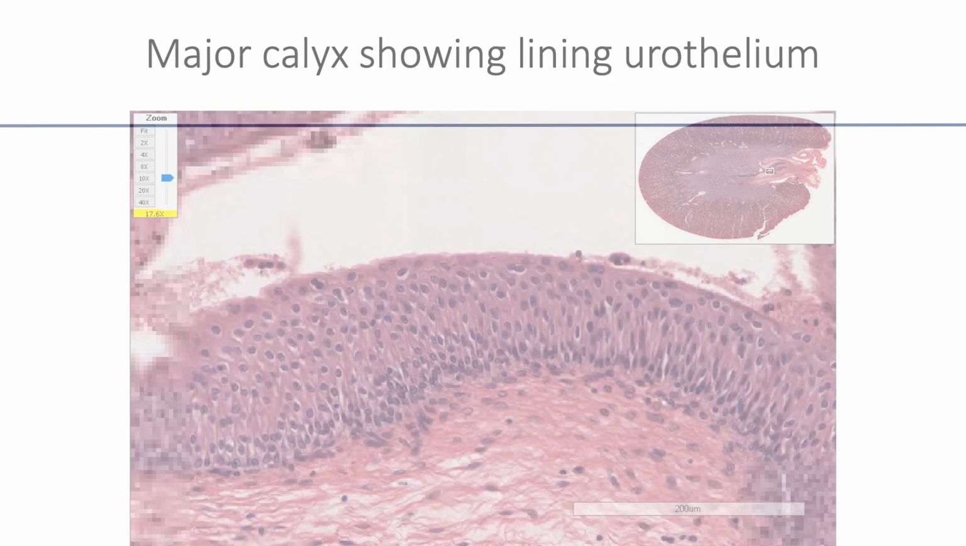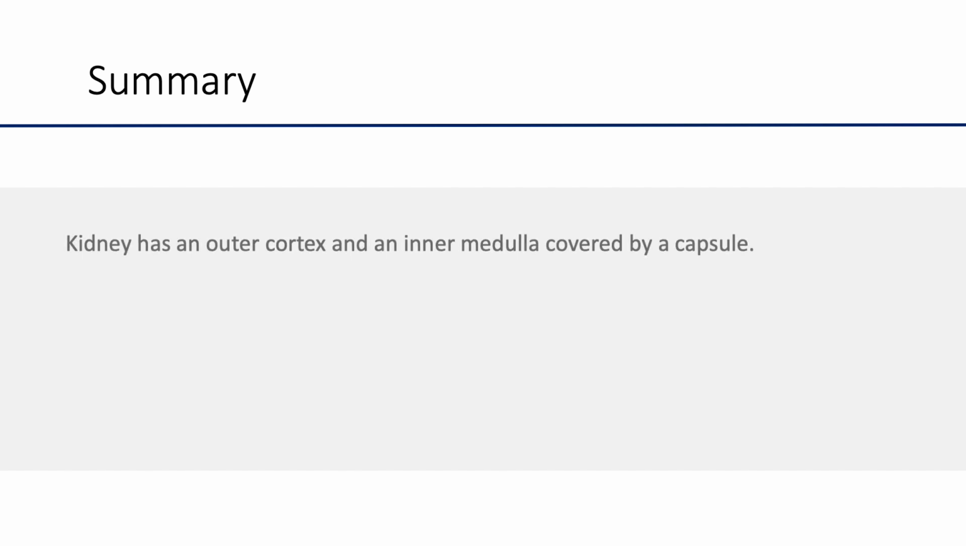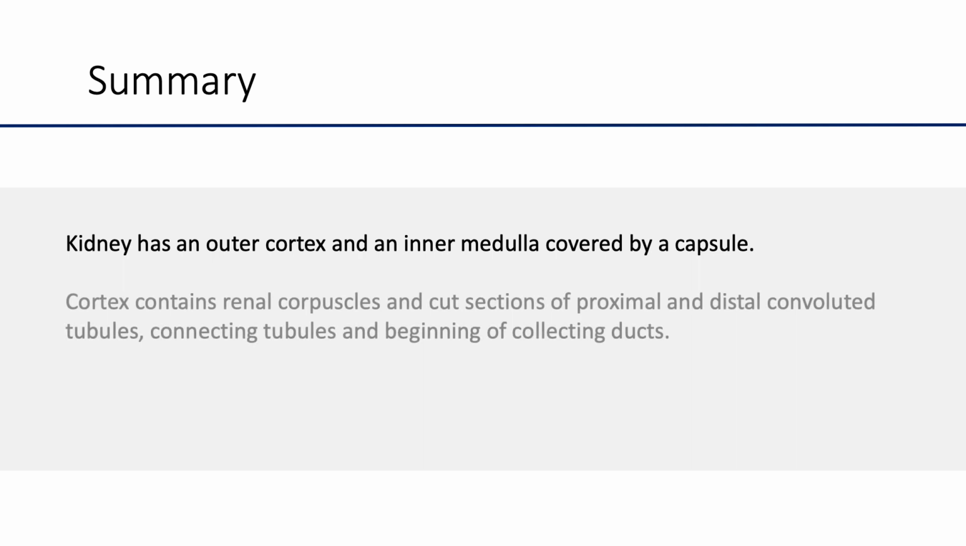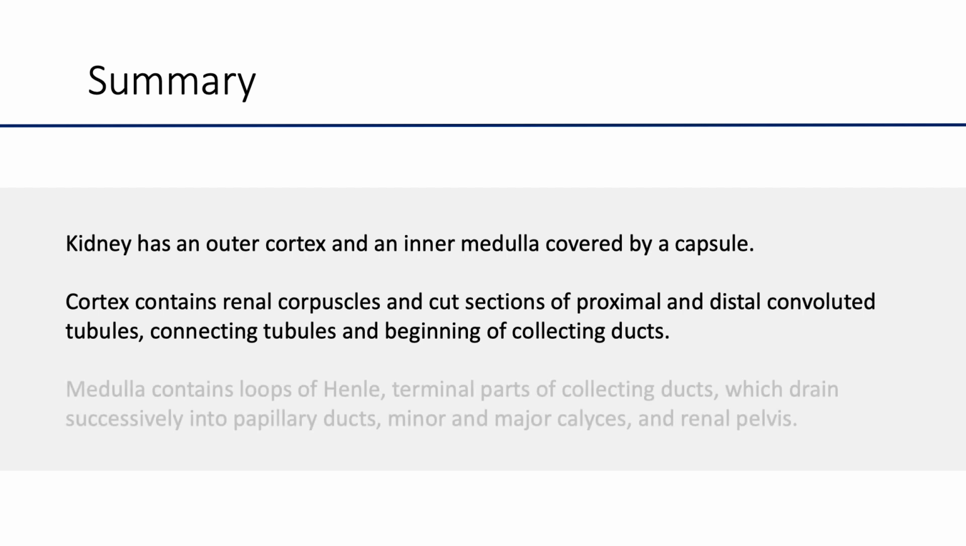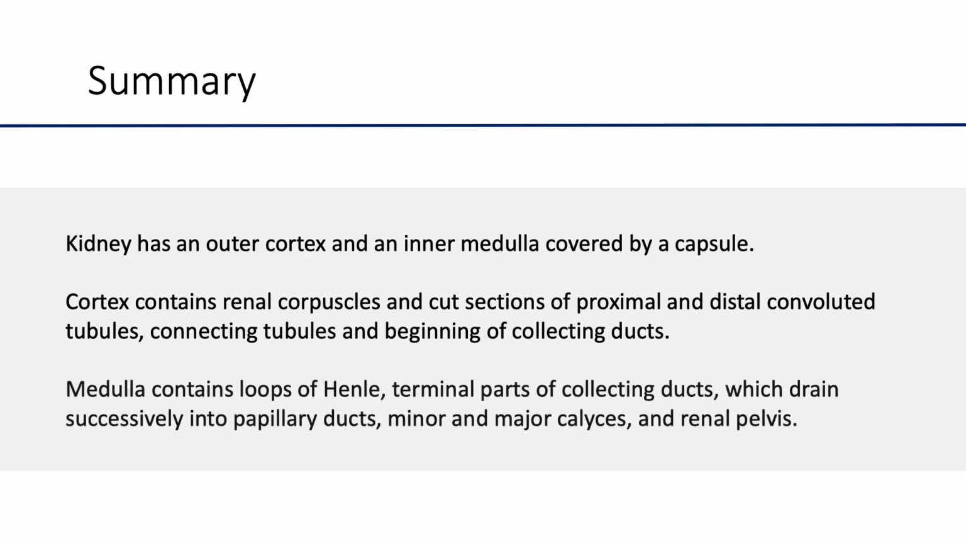So quickly recalling what we have seen so far, kidney has an outer cortex and an inner medulla covered by a capsule. Cortex contains renal corpuscles and cut sections of proximal and distal convoluted tubules, connecting tubules and beginning of collecting ducts. Renal medulla contains loop of Henle, terminal parts of collecting ducts which drain successively into papillary ducts, minor and major calyces, and finally into renal pelvis.